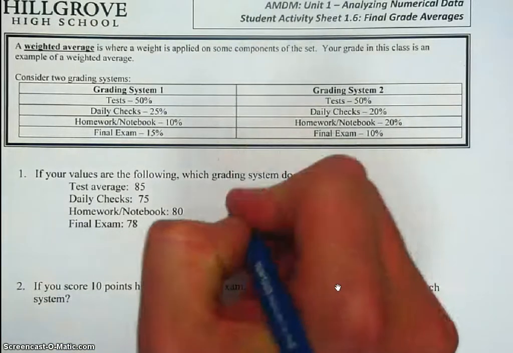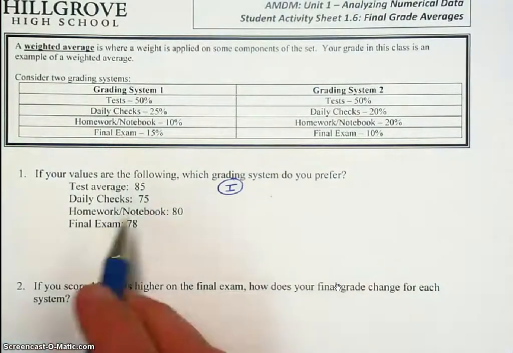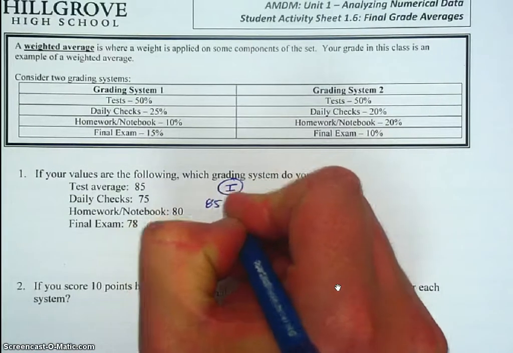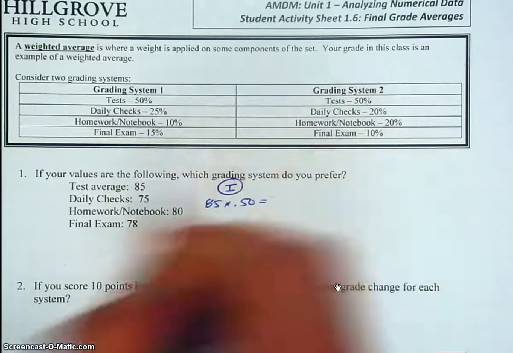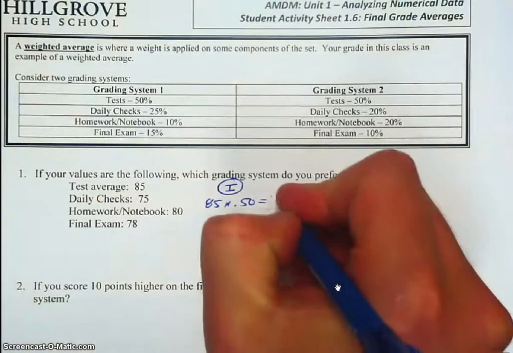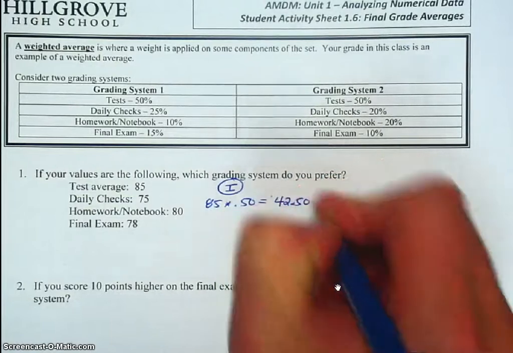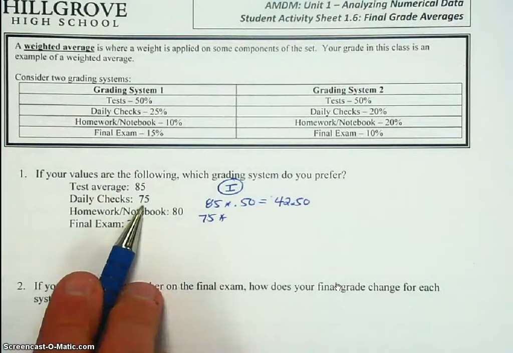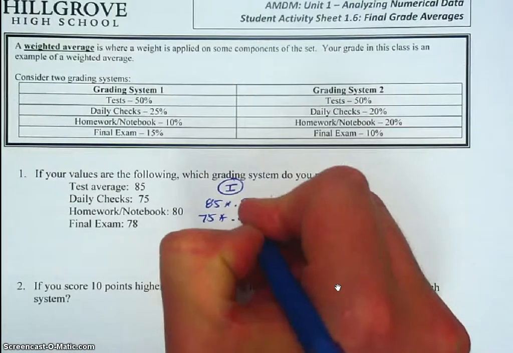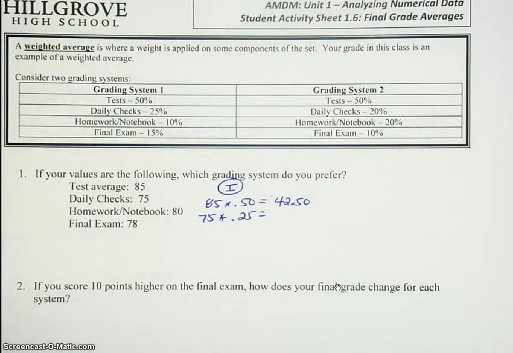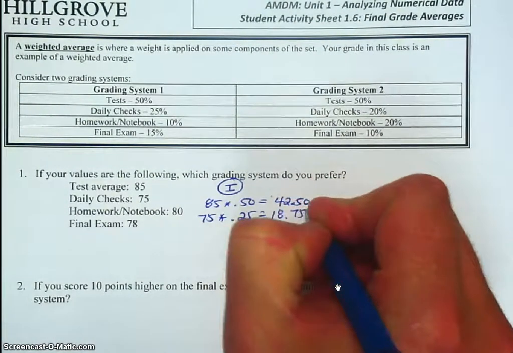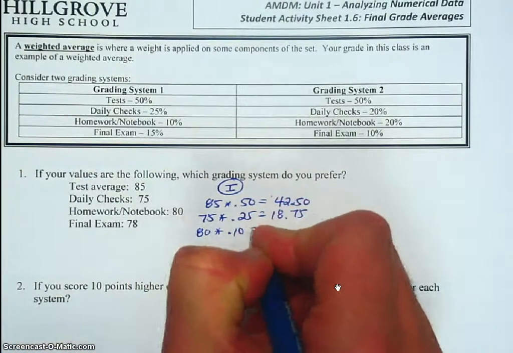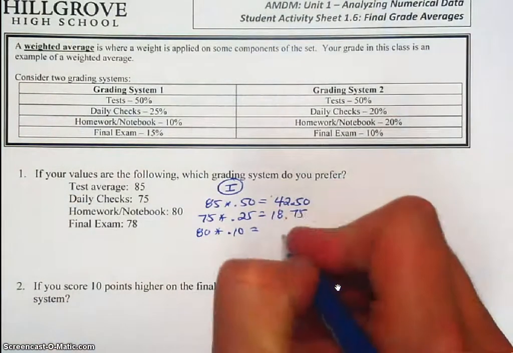So under grading system number 1, my test average is an 85, so I'm going to multiply that by 50% because it's 50% of my grade. And 85 times 0.50 is 42.5. Okay, and then I'm going to move to the daily checks, and I'm going to take 75 because that's my average for the daily checks, and multiply that by 25% because it's 25% of my grade, so 0.25. So 75 times 0.25 is 18.75. And then the homework notebook I'm going to multiply by 10%, so I have an 80 average there. I multiply that by 10%, so that's going to give me 8 points there.